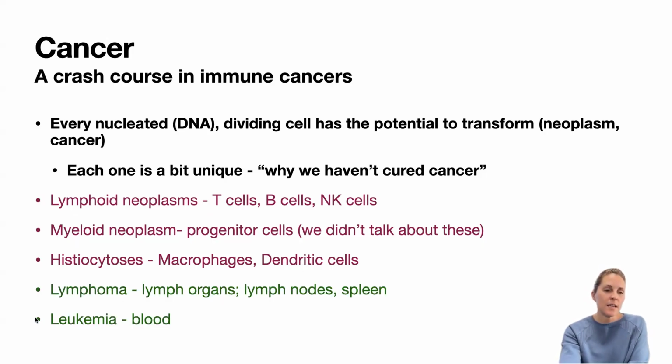And to break this down, the two major things that people are familiar with as blood cell cancers are lymphomas, which take place primarily in our lymph organs, including our lymph nodes and our spleens, and then the leukemias, which are one of our blood cancers.